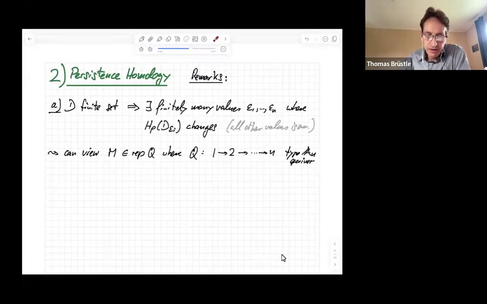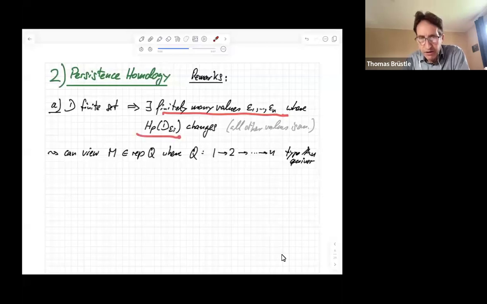The homology groups will almost always be the same when we increase a continuous parameter epsilon. So there will be finitely many values of radii epsilon 1 to epsilon n where the homology actually changes. And we can focus on just those finitely many values.